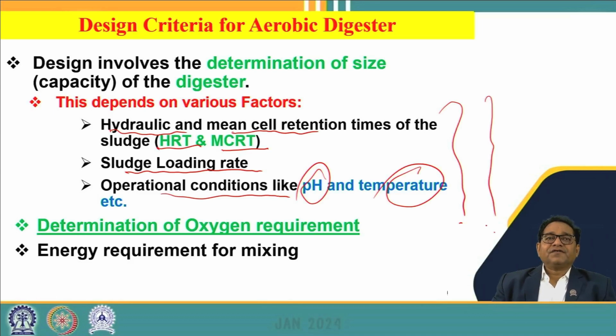Complying to these process parameters, we have to determine the size, and then we also have to determine how much oxygen or air is required for mixing and for oxygenating the sludge, and what the energy requirement for mixing is. That also we have to calculate.